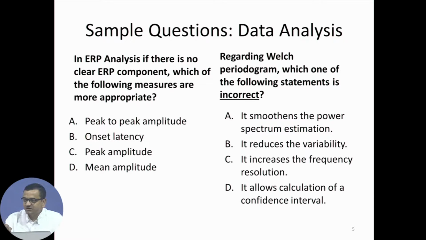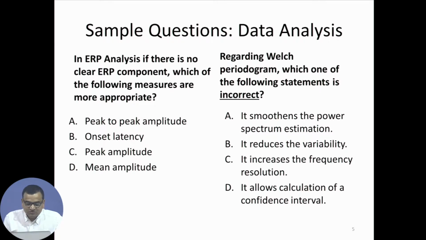there is no clear peak there, either positive peak or negative peak. So you cannot use peak to peak amplitude. You can eliminate the option even if you're not sure. Onset latency is something related to the peak. If there is no peak, what is the point of doing latency? Again, you can eliminate option B. Peak amplitude, there is no clear ERP peak there. So what remains? That's D there.